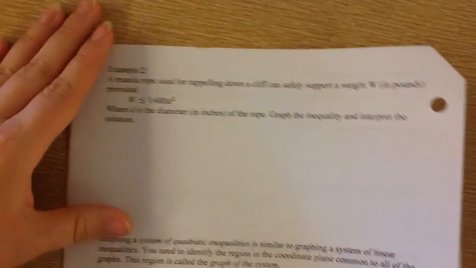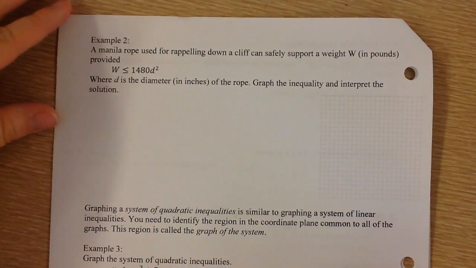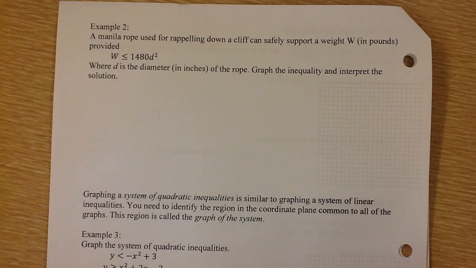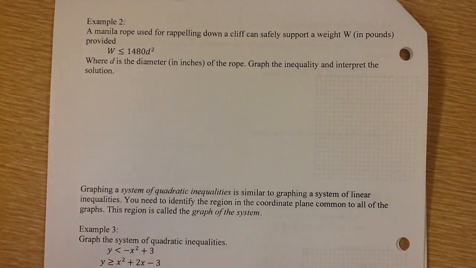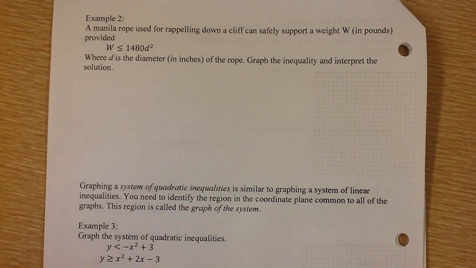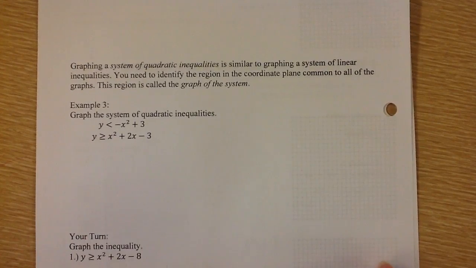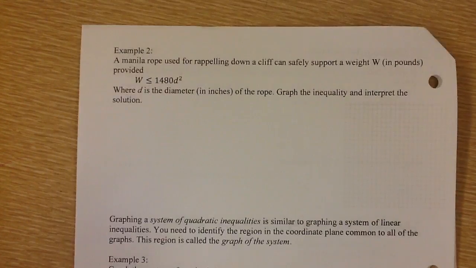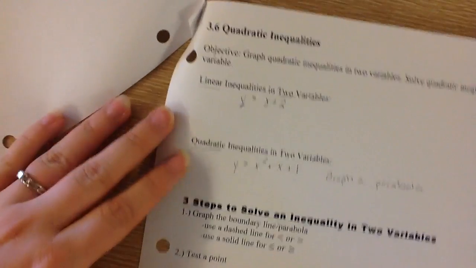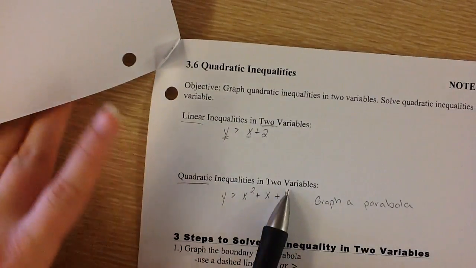Alrighty. Okay, so if you turn the page here, we have example 2, an application type process. This is the very first problem we're going to start with in class. So that's solving a quadratic inequality in two variables.